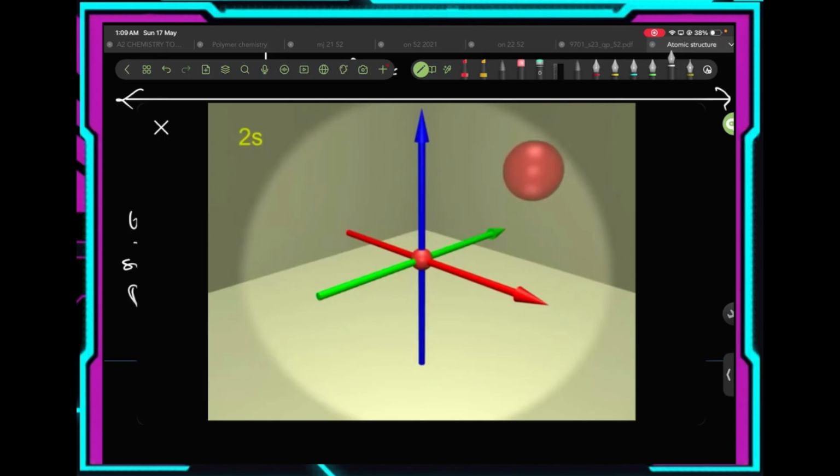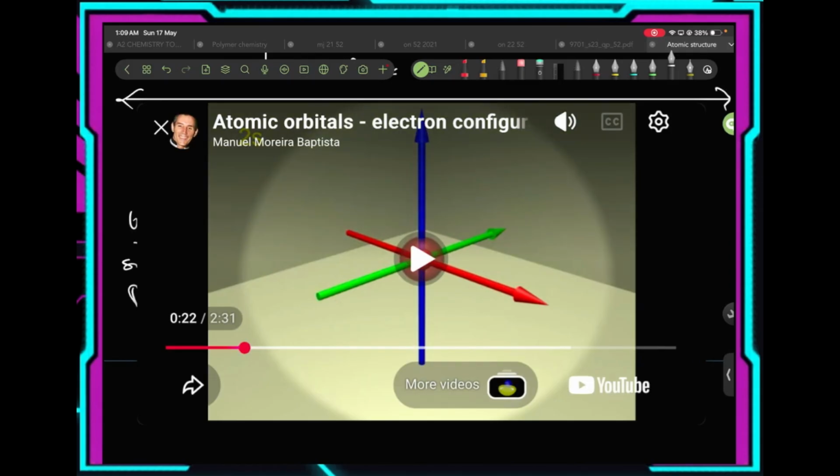What do you see coming first? That was the 1s. Now, what's the size difference between 1s and 2s? Yeah, 2s is larger, right? Exactly. Same spherical shape, but it is larger in size. Now, what is that? So that is a P. What comes after 2s? It should be a 2p.